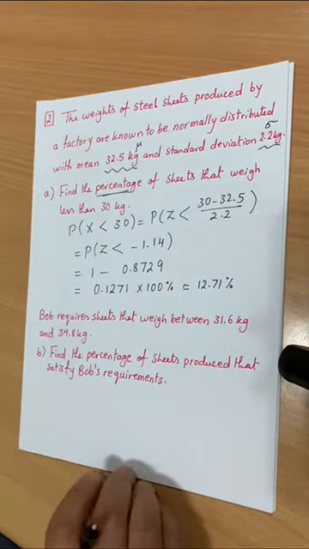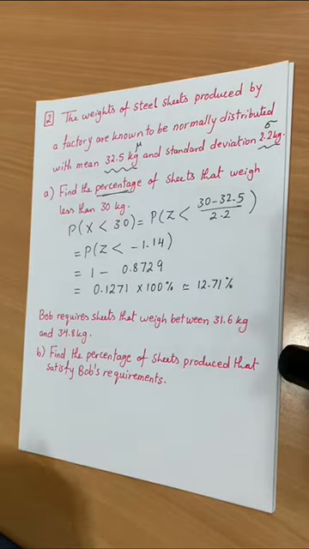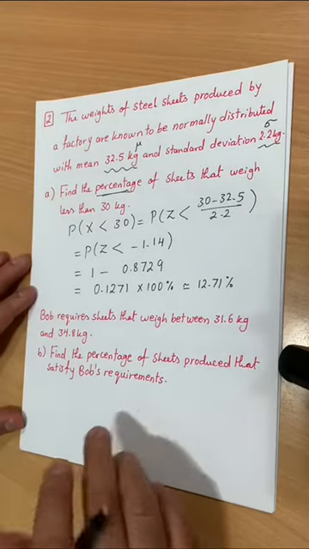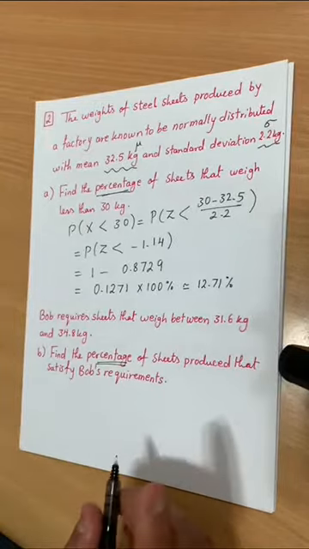12.71%. On the same part, the same question, Bob requires sheets that weigh between 31.6 and 34.8. Find the percentage again of sheets produced that satisfy Bob's requirements.